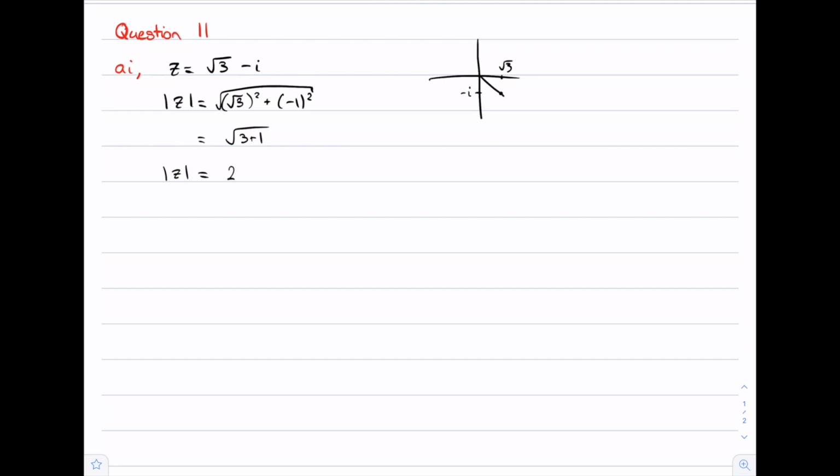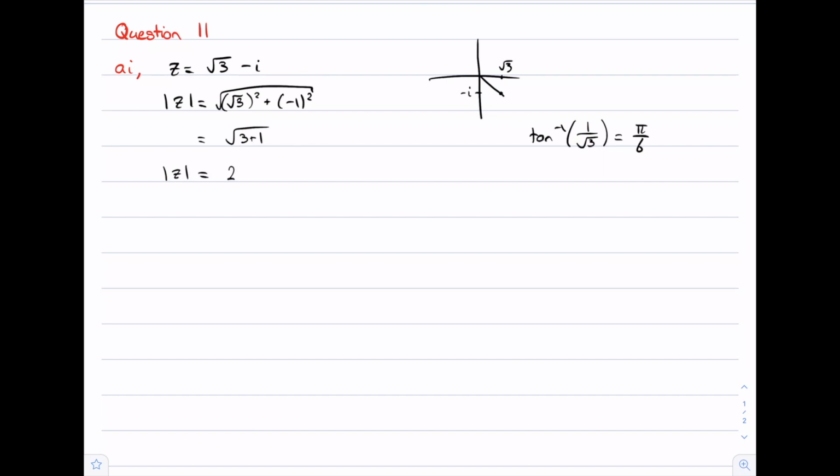Now the reason I do that is because when I work out my argument, I know that it's going to be something in the fourth quadrant. So I always start off by just working out what it would be if it was sitting in the first quadrant. So that means with both of these being positive. So I would start off by doing tan inverse of 1 over root 3. And that is, of course, going to be 30 degrees or pi on 6 radians.